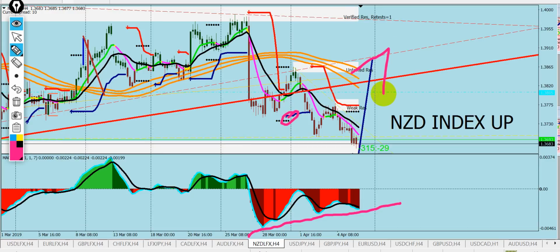So New Zealand, I think, will be a good opportunity to buy the New Zealand dollar this week. So New Zealand will be a buy. If you want to wait for a confirmed signal, when the price is above the 21 moving average is fine also.